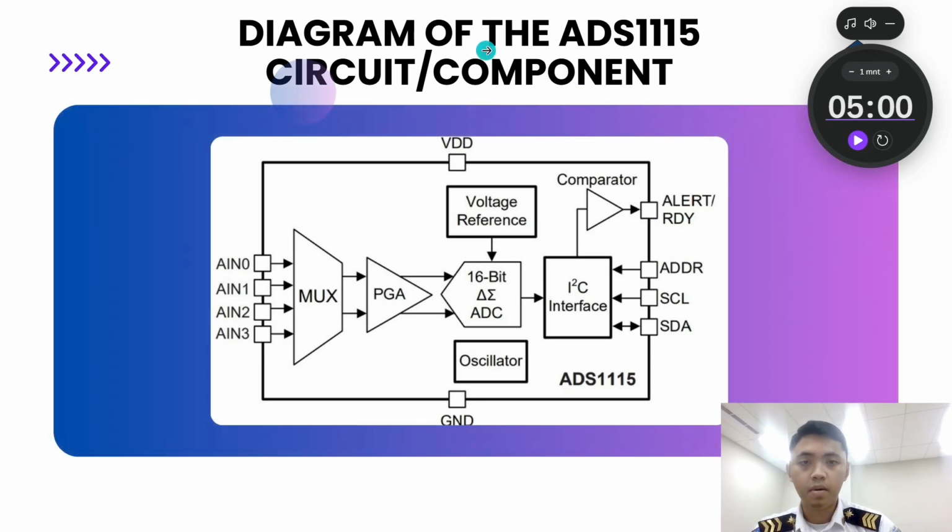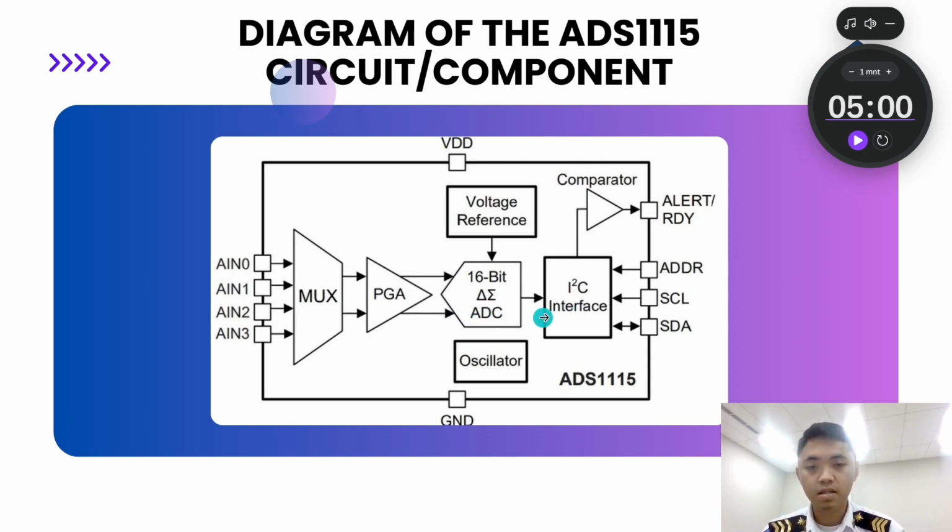This is the diagram of the ADS1115 circuit component. This is the 4 inputs of the ADS1115, and then this is a MUX or multiplexer, where the analog inputs will be converted by the ADC. This input selection is controlled by the ADS1115 configuration register. Next is the PGA, or programmable gain amplifier. The PGA amplifies the analog input signal before it is converted by the ADC.